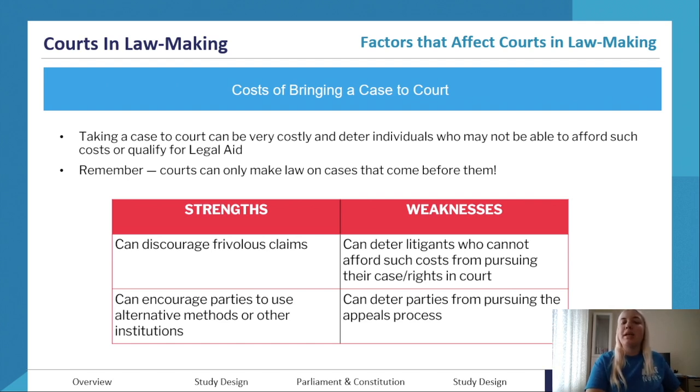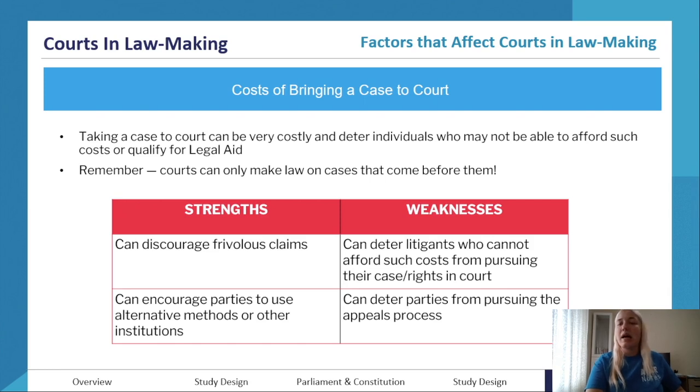We know also that many people don't qualify for legal aid. It's only available to people in the lowest income brackets, and it's much less available for anyone in the civil justice system in comparison to criminal. So that's very problematic, and that can deter individuals as well.